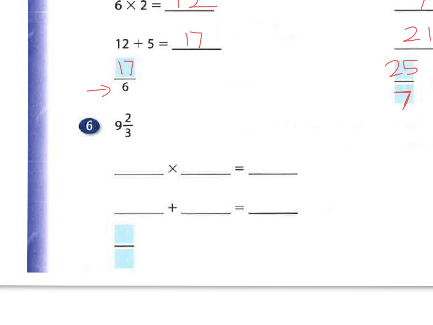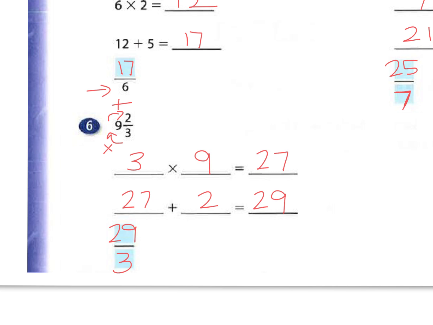Down here, let's do the same thing. We're going to do our little circle. So 3 times 9 equals 27. And then we do 27 plus 2 is 29. So that becomes our numerator, 29, and the denominator stays the same as 3. So 29 thirds.